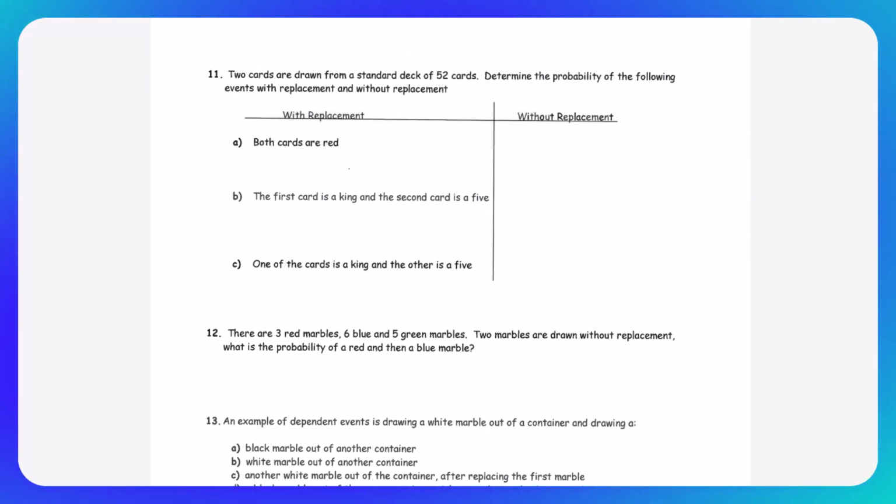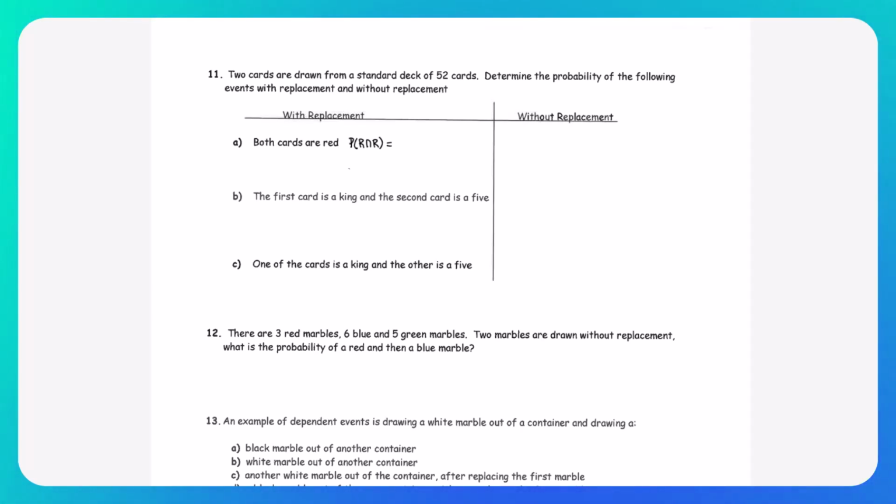Okay, last page. So 2 cards are drawn from a standard deck of 52 cards. Determine the probability of the following events with replacement and without replacement. So let's look at them in 2 ways. The first one is we're replacing the cards and we're asked, what is the probability of 2 reds? Okay, so the probability of red and red.